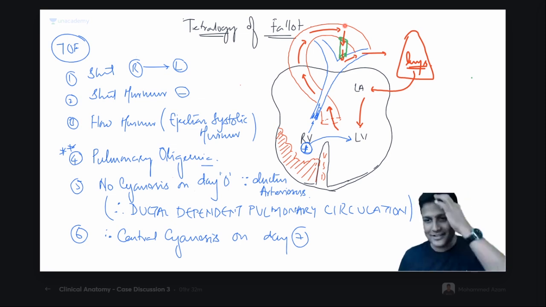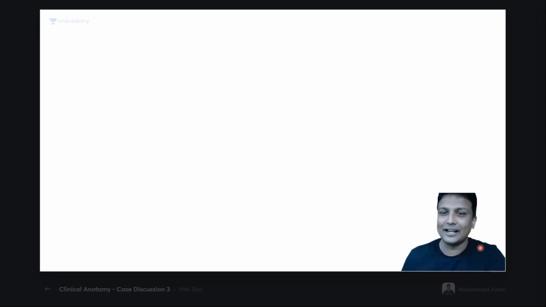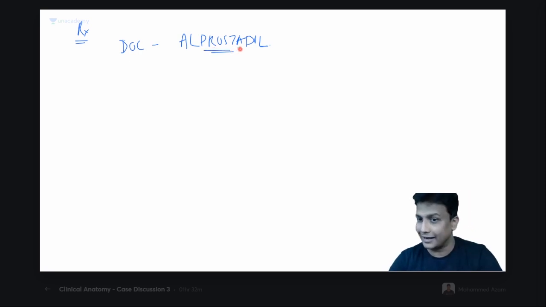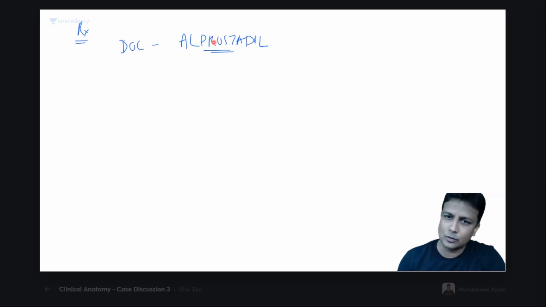So now let us continue our story. What is the treatment? What is the drug of choice here? The drug of choice here right now will be your alprostadil. You can clearly see in the name itself, guys. Pharmacology faculty will teach you that in all the prostaglandin analogs, the name has 'prost' in it. And what is the use of this one? It will maintain patency, guys. It will keep that open.